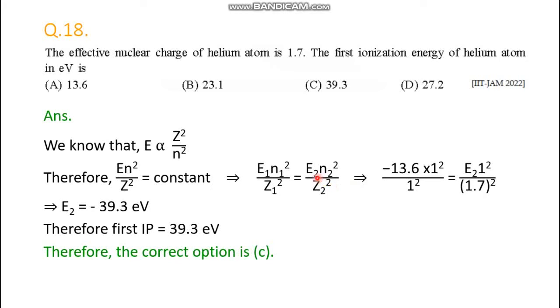And given that the effective nuclear charge, that means Z2, the effective nuclear charge of the helium atom is 1.7. Okay, so we have to put here 1.7 whole squared. And by solving this relationship, we can get the value of E2, which is minus 39.3 electron volt. If the energy of the electron is minus 39.3 electron volt, then the energy required to remove that electron is plus 39.3 electron volt. So the correct answer is 39.3, and here option C is the correct answer.